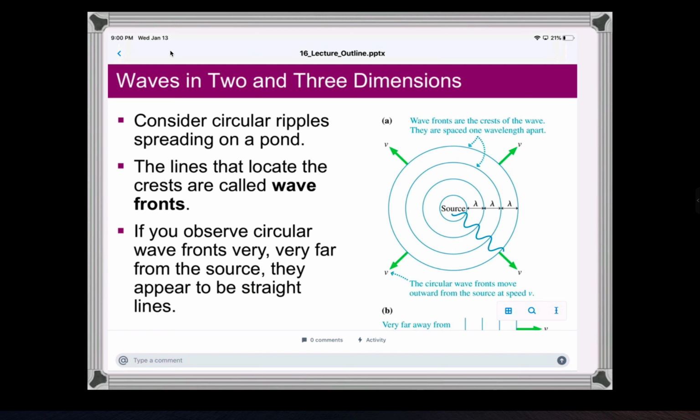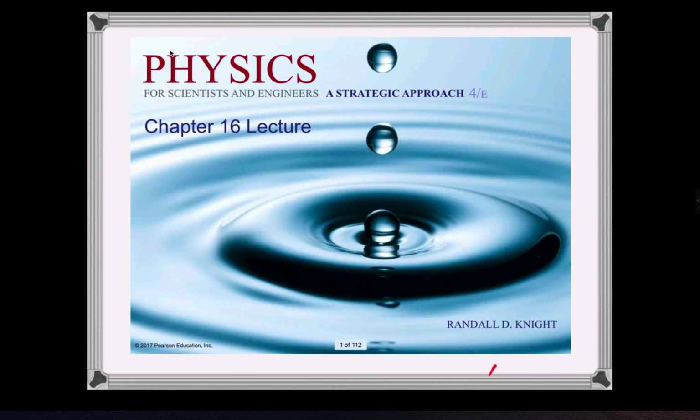And 3 dimensions. So let's start by considering circular ripples spreading on a pond. The cover of your textbook has a picture of this. You can see that when an object hits the surface of water, we have all seen these ripples form on the surface of the water. So these are circular waves propagating in 2 dimensions, right?